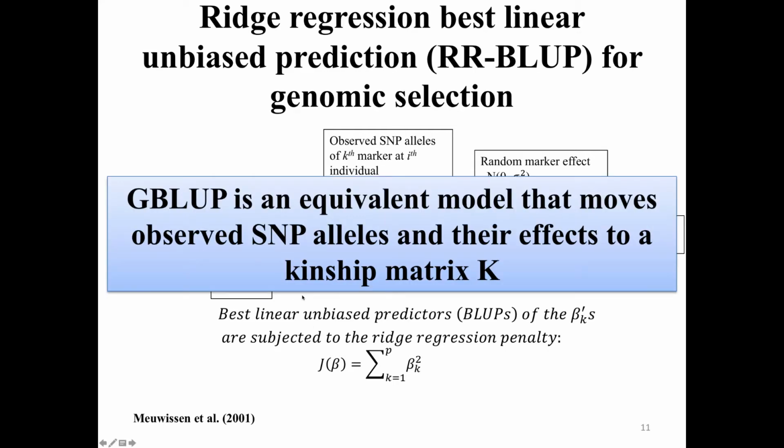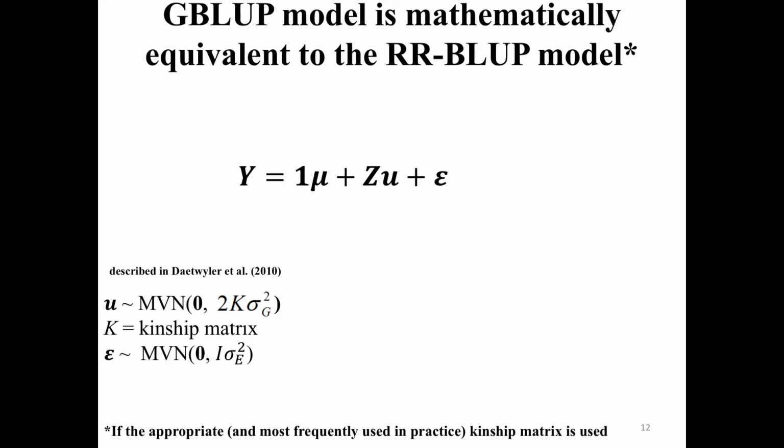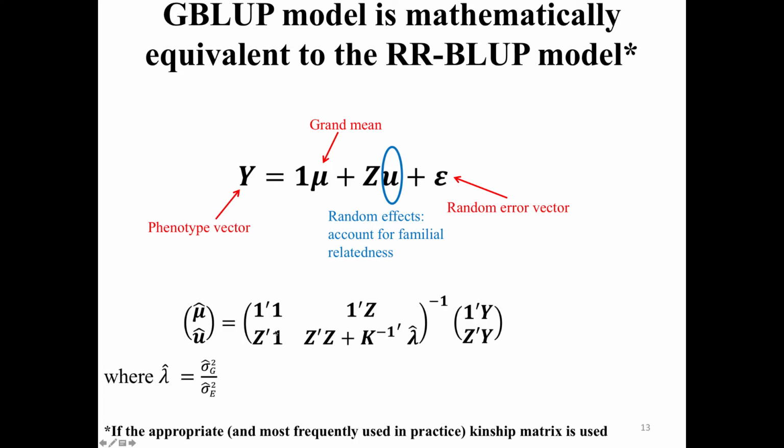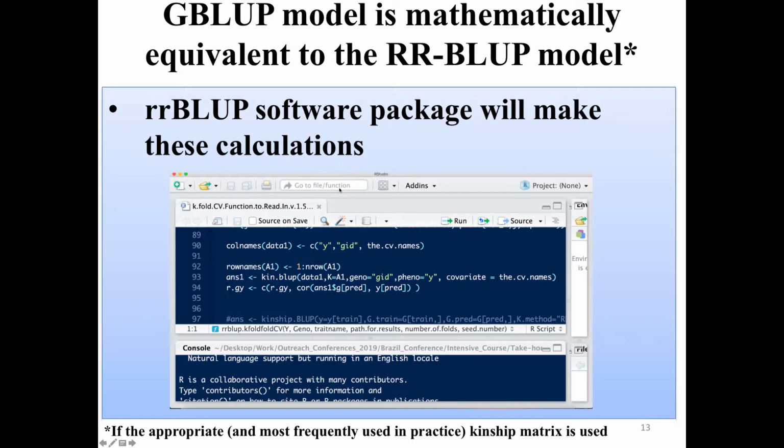To make the transition to thinking of the RR-BLUP model in terms of linear algebra, we're going to talk about an equivalent model, which is the GBLUP. And here it is, expressed in linear algebra notation. Our vector of phenotypes is our y variable. We have our grand mean. And instead of having all p of our markers explicitly included as explanatory variables in our model, we instead have our individuals as random effects. And then we have a random error vector. All of the marker information is incorporated into the same kind of kinship matrix that we use in the model for GWAS. These linear algebra operations are used to obtain our BLUPs for individuals and our grand mean. Anyway, the RR-BLUP software package will make these calculations for us.